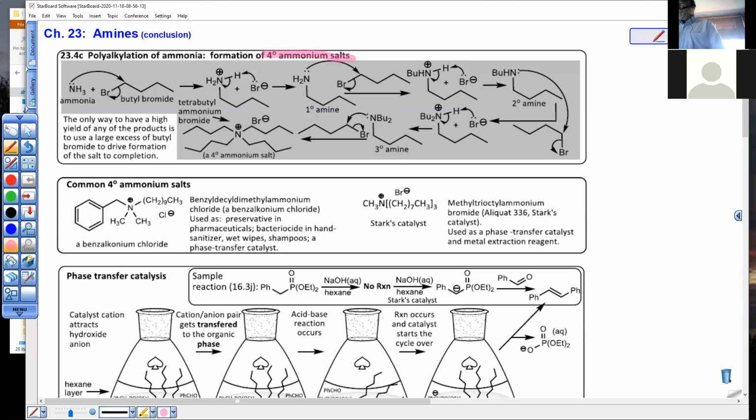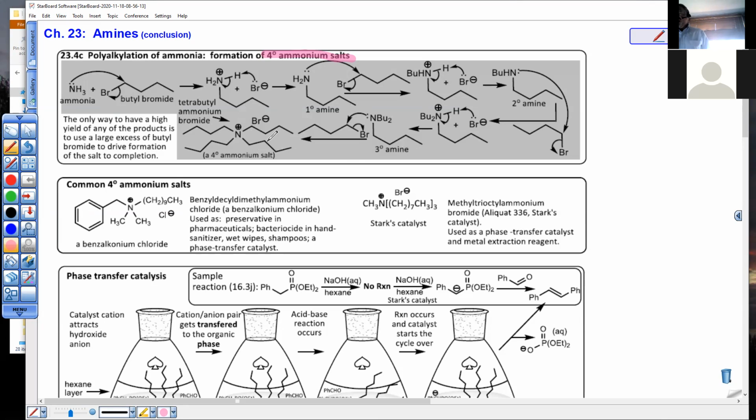Quaternary ammonium salts right there. So the only way to have a high yield of any of the products is to use a large excess of butyl bromide right here. And then you're going to drive this whole sequence to the end, and you end up with a very good yield of your quaternary ammonium salt.